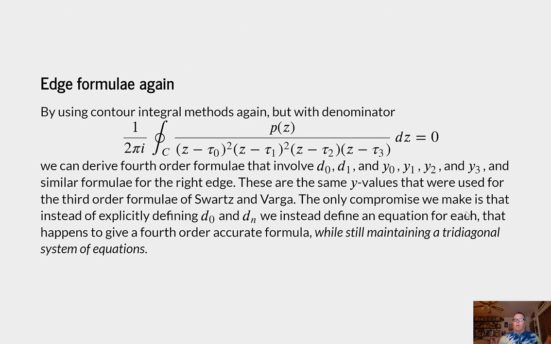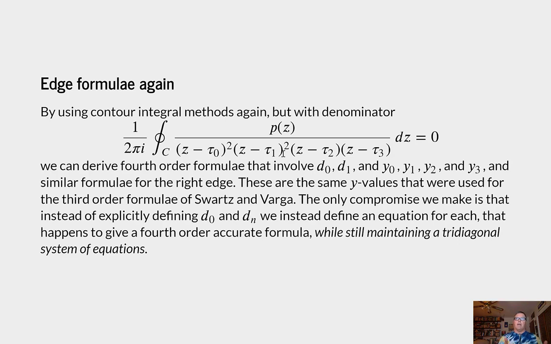All right, how do I get the edge formulas? So the edge formulas, we're going to do something a little bit different. We're going to have (z minus tau 0) squared, (z minus tau 1) squared, z minus tau 2, and z minus tau 3. So that means we're going to pick up a function value at tau 2 and a function value at tau 3, but no derivative values there. We're only going to relate the value of the derivative at 0 and the derivative at 1. So we'll only have two unknowns in that equation. And in every other one in the interior, we have 3.